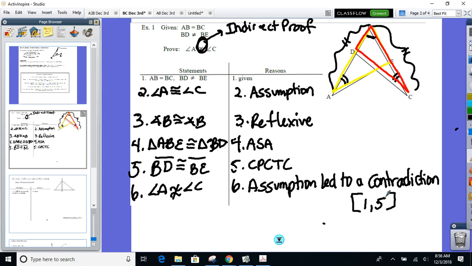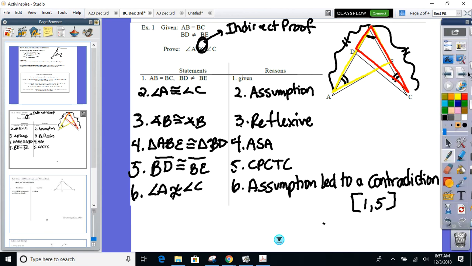And here is your goal in every indirect proof. I did not say this yet, but you did it. The goal of any indirect proof is to contradict one of the givens. Say the opposite of one of these is true. Prove the opposite of one of these. And once you do that, then your assumption led to a contradiction. Anything you want to ask here before we go on to a second one?